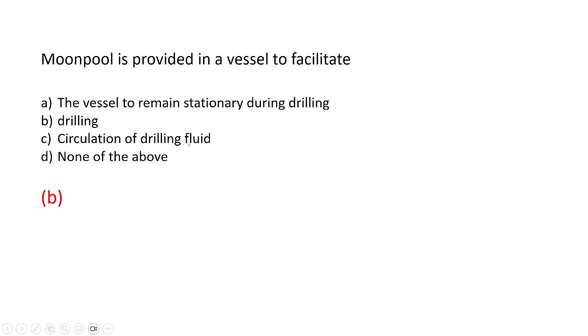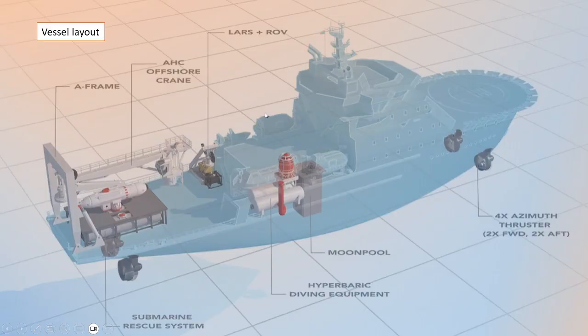The circulation of drilling fluid, for this we use the mud mixing tank. And for the vessel to remain stationary during drilling, we use the anchors. Okay, so this is kind of the vessel layout that I drew. See here, we will have that assembly. This assembly is called what? Drilling derrick. Okay, and under that there will be a hollow called moon pool.